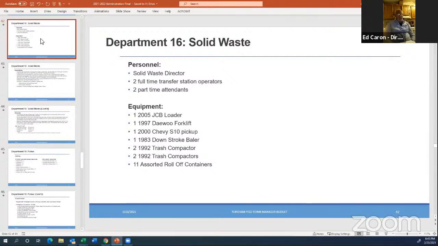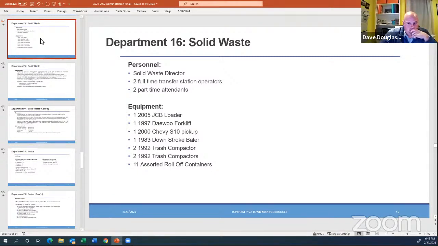Personnel, we are solid waste director, myself, and 2 full-time transfer station operators, and 2 part-time attendants. The part-time attendants are used for when the full-timers are on vacation and on Saturdays, generally, as a rule, because that's our busiest day and we need the coverage, so we get eyes on everything that's going on.